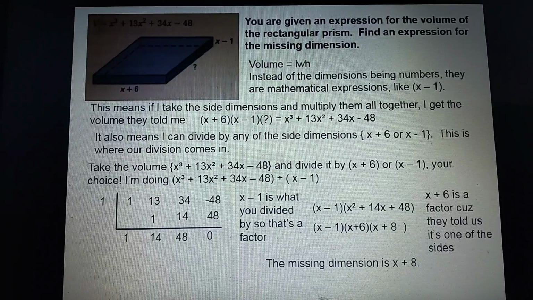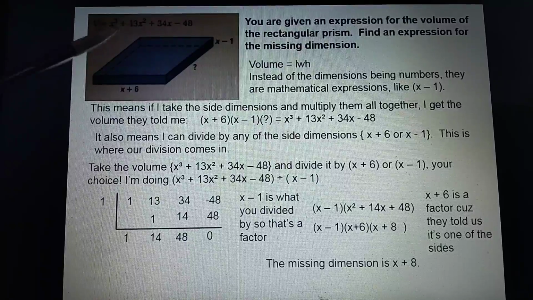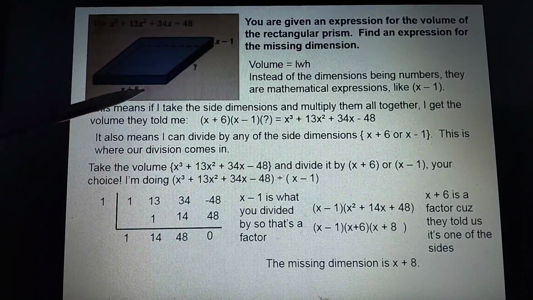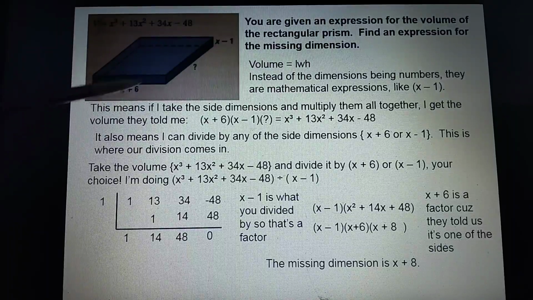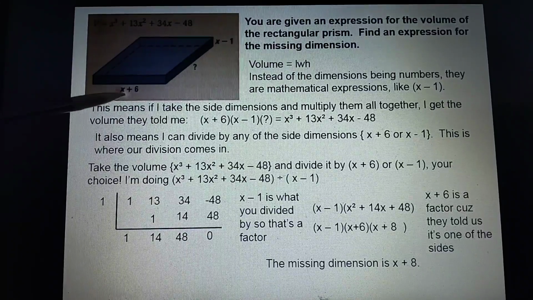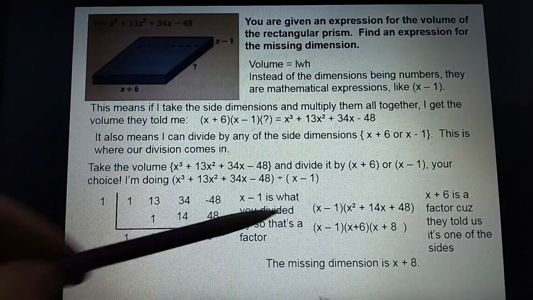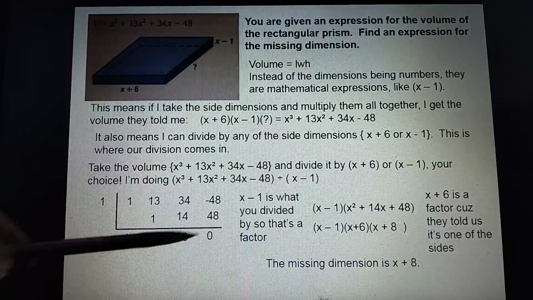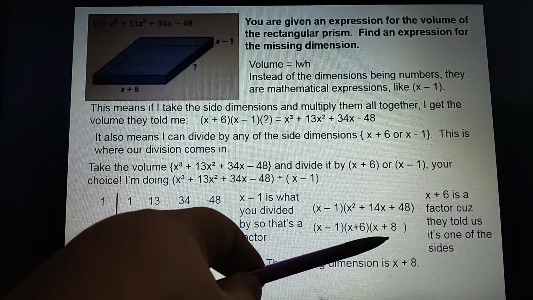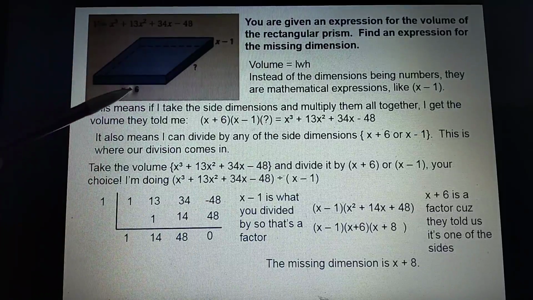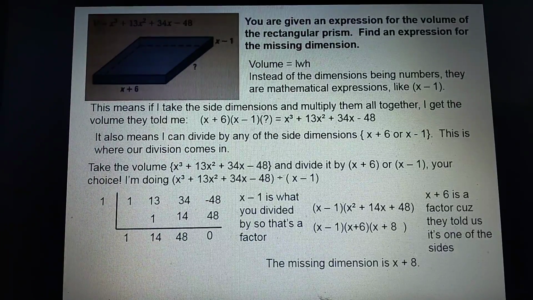I know it might be a little bit confusing, but you're doing the same steps. They give you volume, they give you two sides, you have to find the third side. Take the volume, divide it by one of these sides, and then do the steps you've been doing. Divide, factor, completely factor. One of the factors that doesn't match up here is the answer you're looking for.